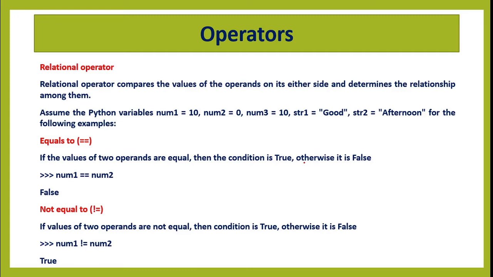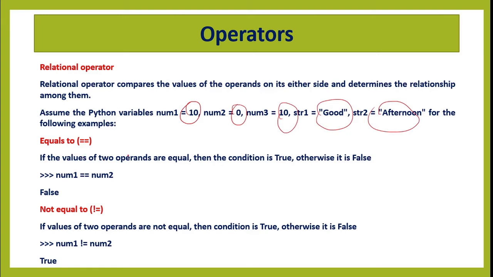So the next one is relational operator. What is the use of relational operator? So the relational operator compares the values of operands on its either side and determines the relationship among them. So we are taking num1 value as 10, then num2 value is 0, then num3 value is 10, then string 1 is good, then string 2 is afternoon. Okay. So the first one equals to.